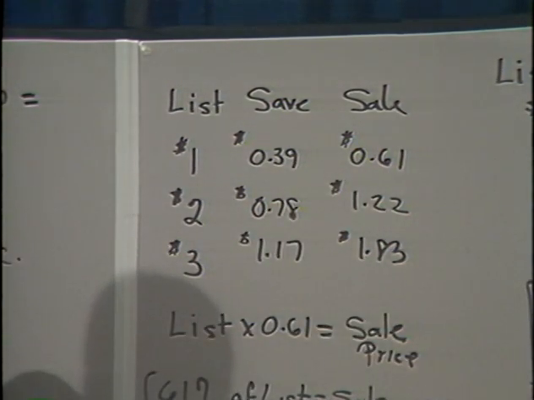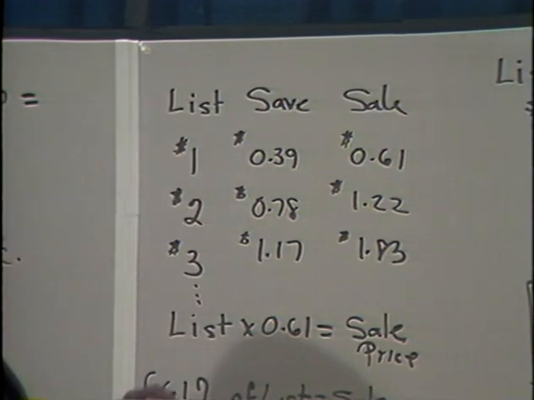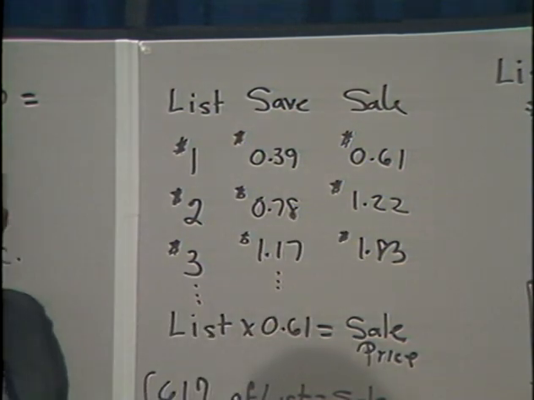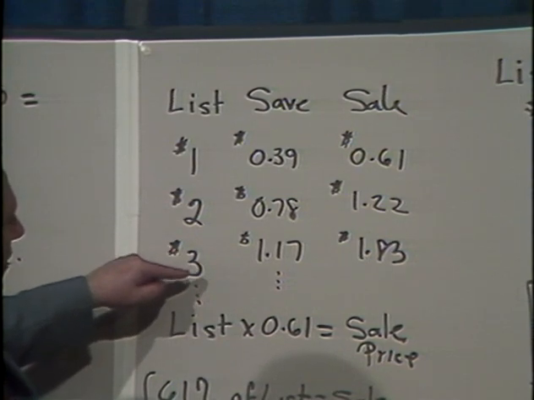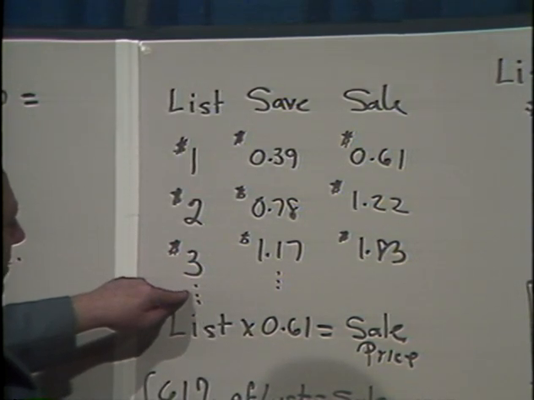And to make a long story somewhat shorter, you see, as the list price goes up by multiples of 1, the amount you save is going up by multiples of 39 cents, and the sale price is going up by multiples of 61 cents. So, in other words, when you're in the 50th row of this chart, the entry in the list price is going to be 50.